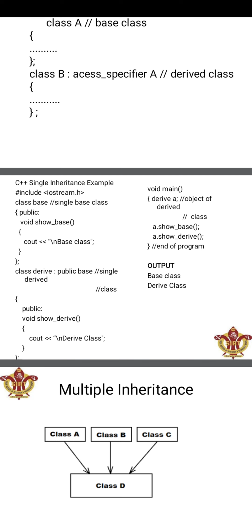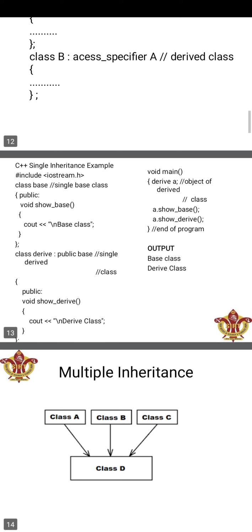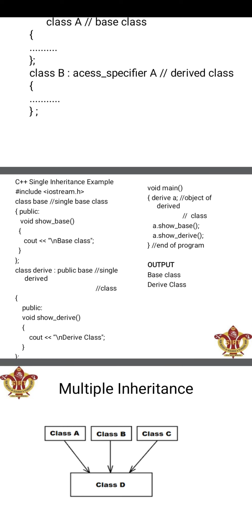So a.showBase will simply execute the showBase function, which will output base class on the screen. After that, we have accessed the showDerive function, a.showDerive, and it will simply output derived class on the screen.